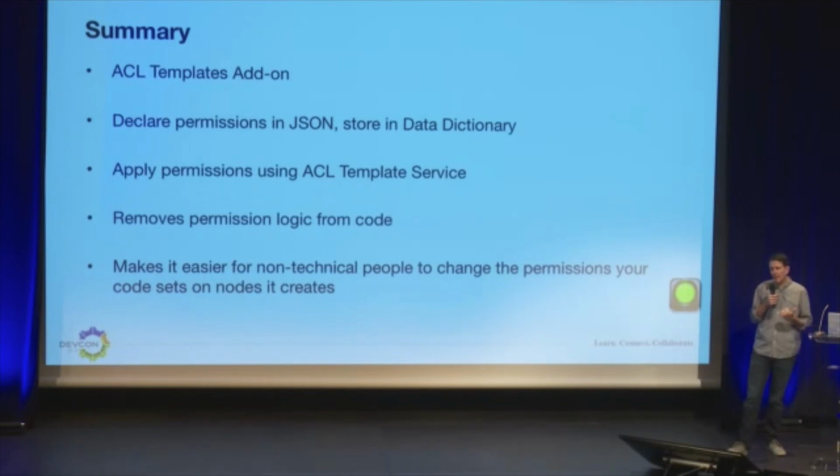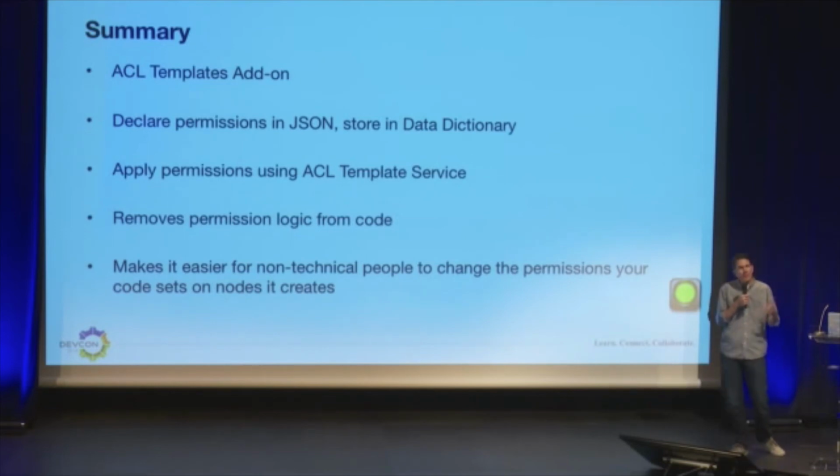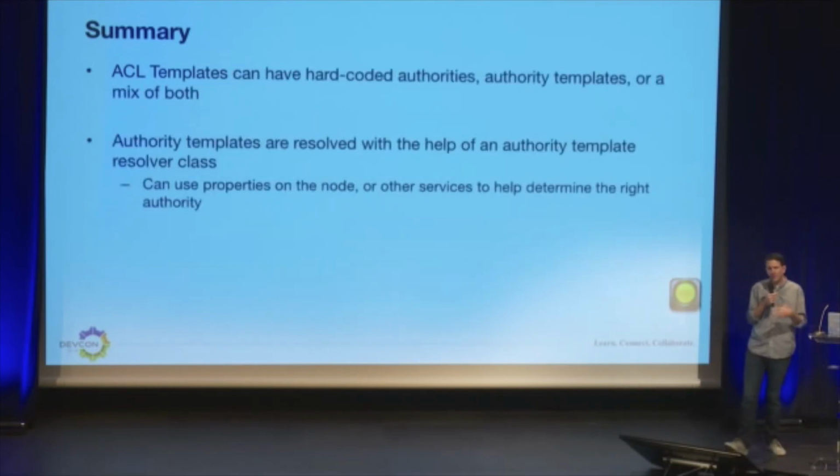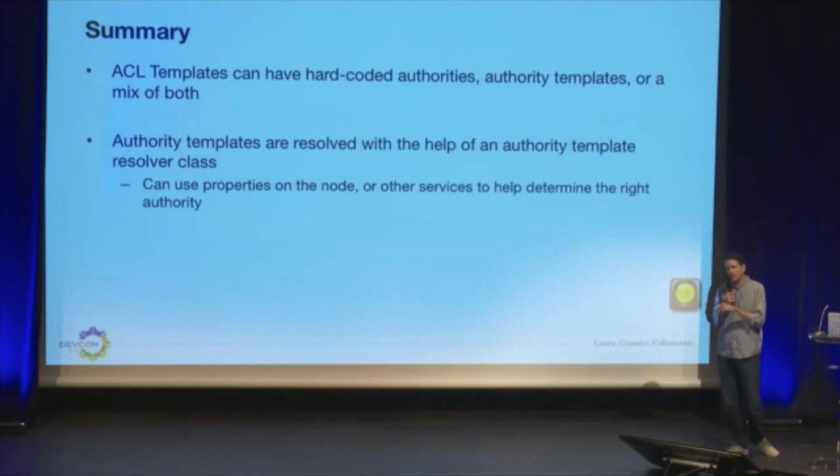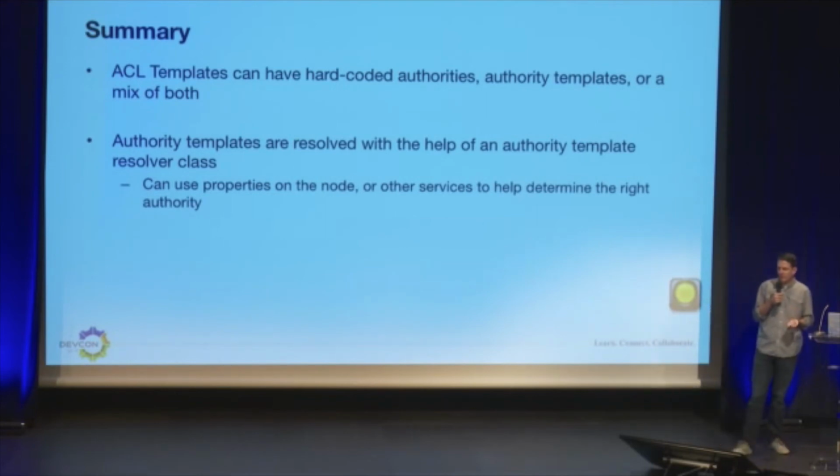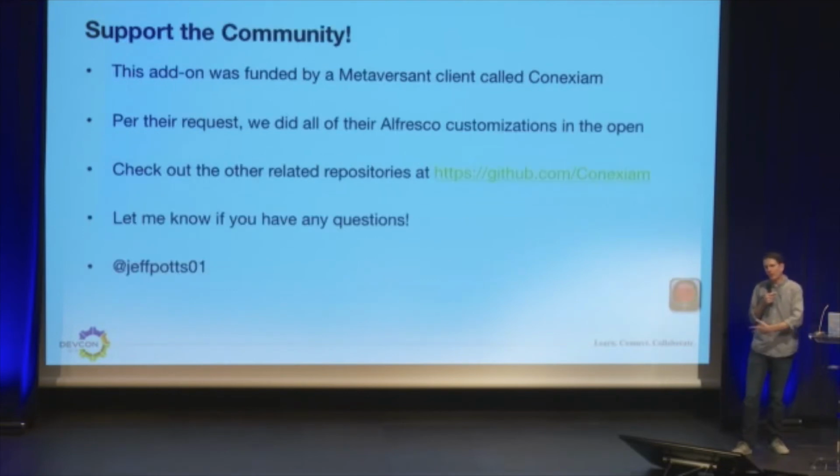So to summarize, ACL templates is an add-on, allows you to declare your permissions in JSON stored in the data dictionary, apply that with a template service. That removes your permission logic from code, making it easier for non-technical people to make permission changes without having to redeploy your app. ACL templates can have hard-coded authorities, authority templates, or a mixture of both, whatever you need. Authority templates are resolved with authority template resolver classes. We ship with one, but you can implement your own.